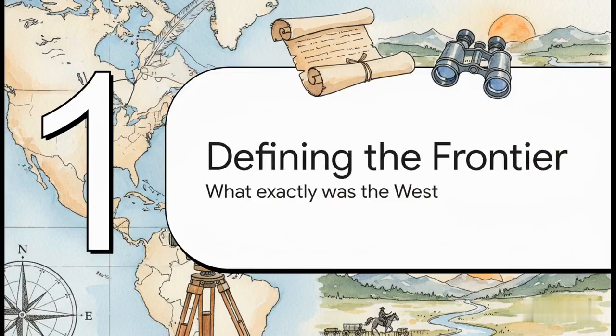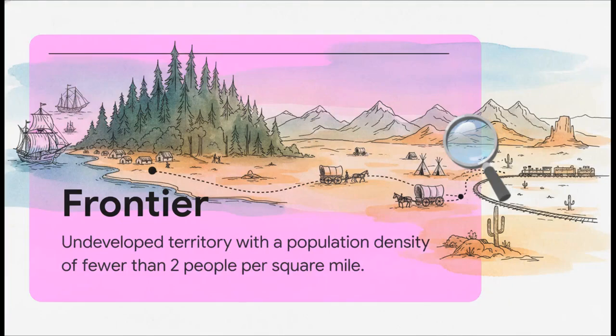Section 1. Defining the frontier. What exactly was the West? To understand the real history, we've got to look at how the government actually tracked this territory. The U.S. Census Bureau actually had a strict mathematical definition for the frontier. They defined it as any land with fewer than 2 people per square mile. So it wasn't a static place on a map, but a constantly moving boundary. Starting with the first European settlements on the East Coast in the 1600s, this demographic line steadily pushed westward, all the way into the 1900s.